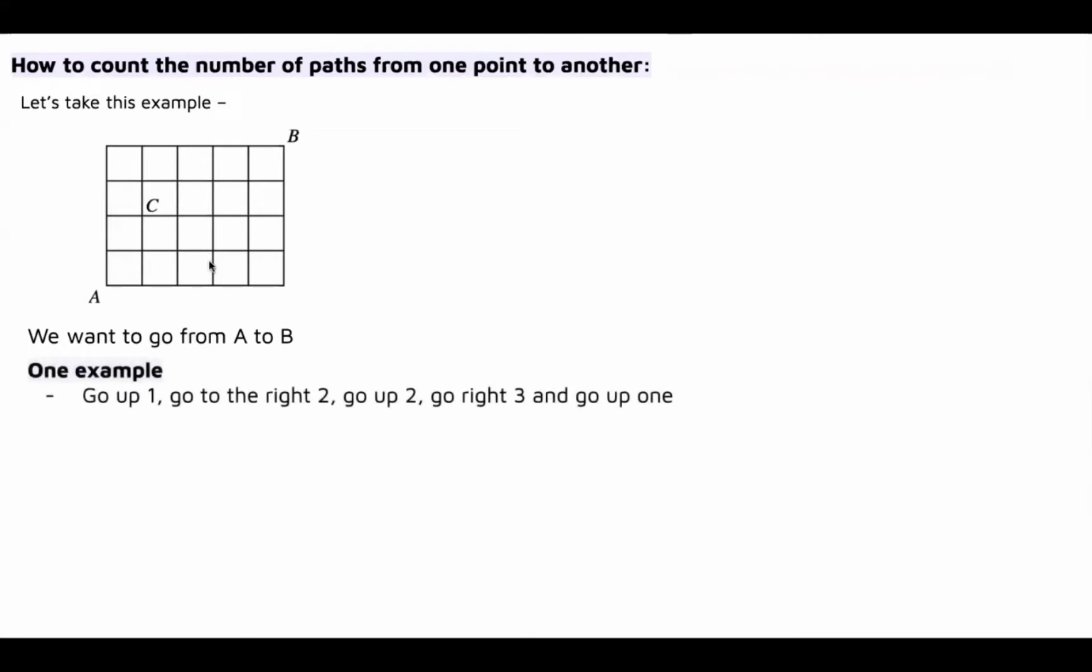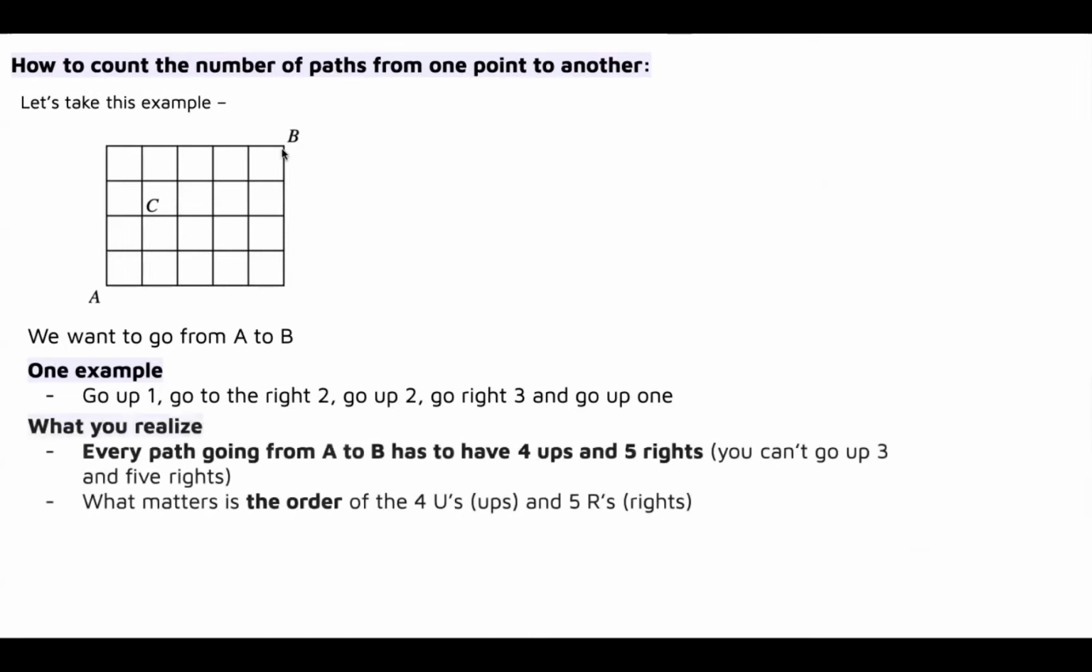One example of how to go from A to B is to go up 1, go to the right 2, go up 2, go to the right 3, and then go up 1. What you realize is that every path going from A to B has to have 4 ups and 5 rights. You can try any case, but every case has to go 4 ups and 5 rights.